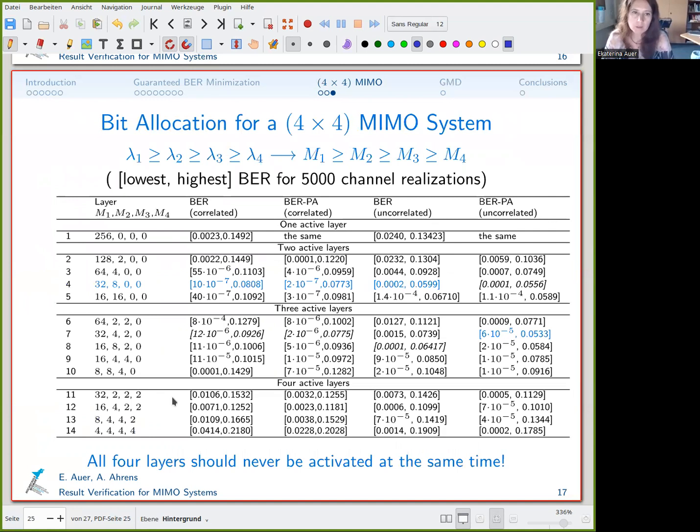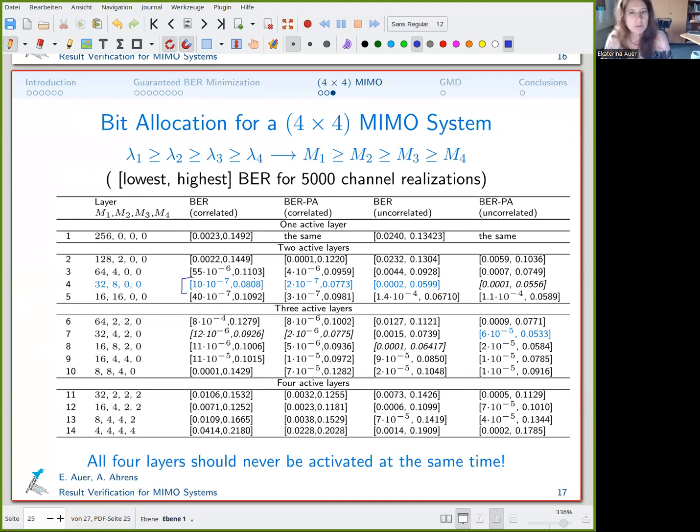What about bit allocation? Since the lambdas are given in a decreasing order, we also only need to consider constellations in a decreasing order. From this point of view, those are all the cases that we can have in our system: with 1 active layer, 2 active layers, 3 active layers, and 4 active layers, 14 cases. And we found out that the case of 2 active layers is the best for both the correlated and uncorrelated case. Those are the BERs for those 5,000 channel realizations from the lowest possible BER to the highest possible BER.